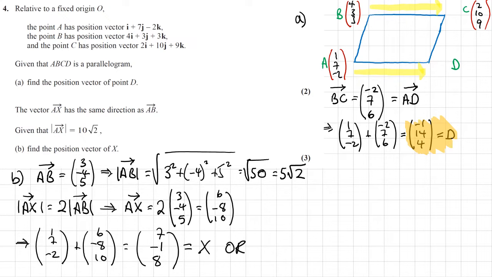or if you want to write it in IJK form, because that's the form we were given in the question, that would be X is equal to 7I minus J plus 8K. So either answer, I mean the question doesn't state whether it needs to be in column form or IJK form, or even as a coordinate. So any one of those forms would be fine as your final answer.